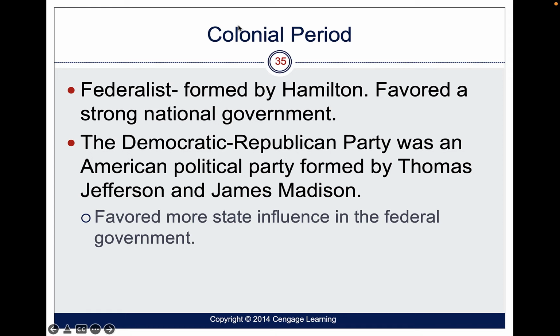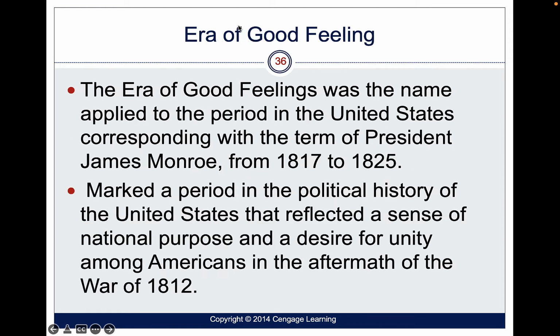During the time of the Revolution, one of the first parties was the Federalist Party, which was formed by Alexander Hamilton and favored a strong national government. The contrary party at that time was the Democratic Republican Party, which was led by Thomas Jefferson and James Madison. They favored more state influence in federal government.